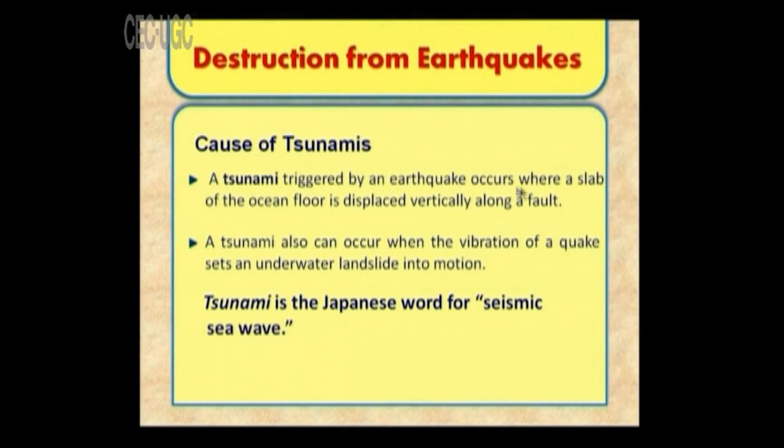How does a tsunami occur? A tsunami is triggered by an earthquake where a slab of ocean floor is displaced vertically along the fault. Here again, I already told you about different faults. One is called normal fault, one is called reverse fault, and another is called strike slip fault. In a normal fault, one wall, for example the foot wall or hanging wall, goes down or up. Automatically a huge amount of water goes back, and the remaining water flows in the opposite direction with heavy speed.